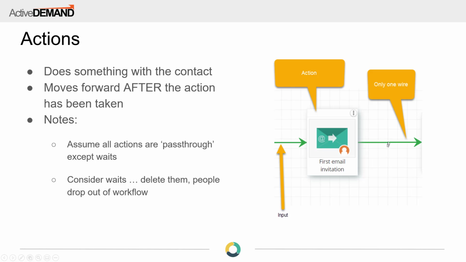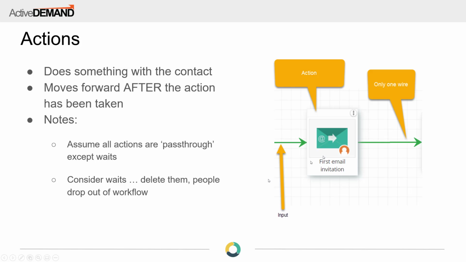And there's no little yes, no indicator. It is a pass through. So this is going to happen, and then there's only one path after it's been done, which is this single wire leaving the step. So it moves forward after this action has been taken. Typically they're transactional in nature. 90% of the action step types are transactional, meaning you hit that workflow step, it's done, it moves forward.